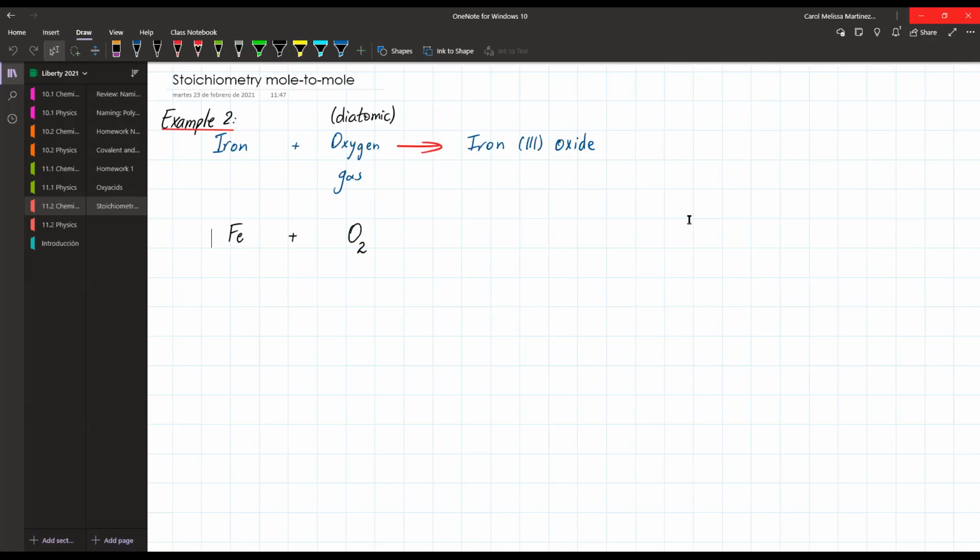Now, what do you have in the product? You have iron 3 oxide. How do we write iron 3 oxide? First, you're going to combine iron 3 with oxygen, that is O2 minus, and you're going to crisscross the charges. So the 3 from iron comes here, and the 2 from oxygen goes to iron.